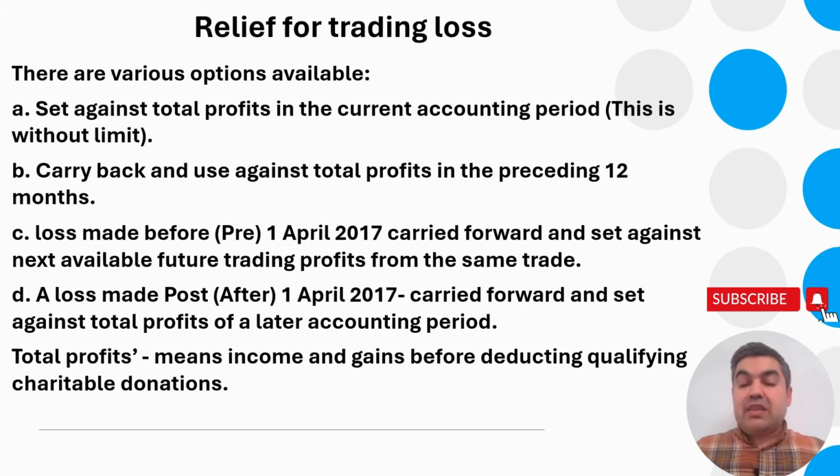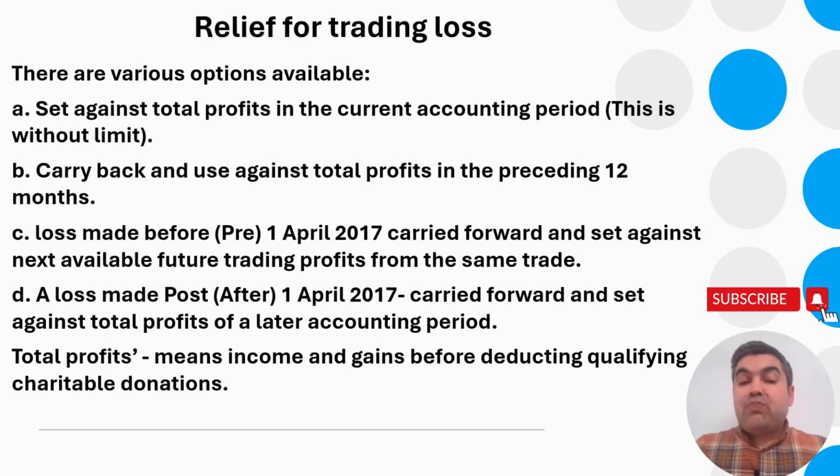There are certain rules as well. Loss made before or pre-April 2017: carry forward and set against the next available future trading profit from the same trade. There is some restriction on the loss before 1st of April 2017, which can be carried forward and set against the next available future trading profit only. I mean, you cannot set it against capital gain or any interest receivable or any property income.